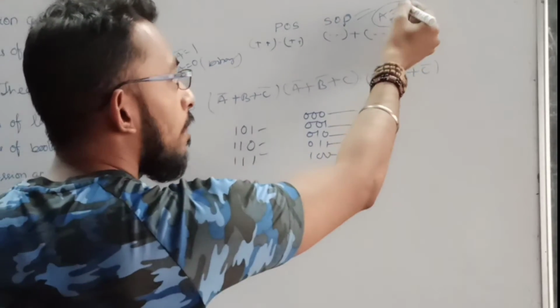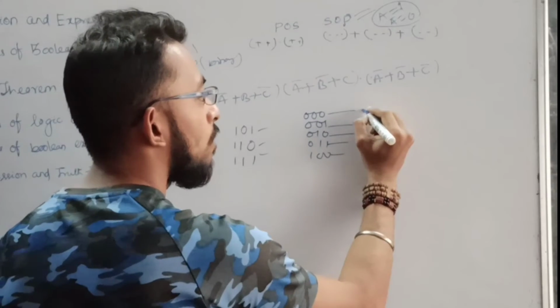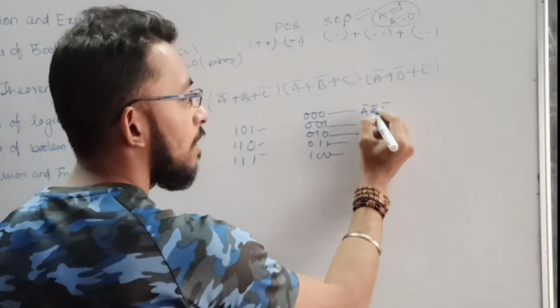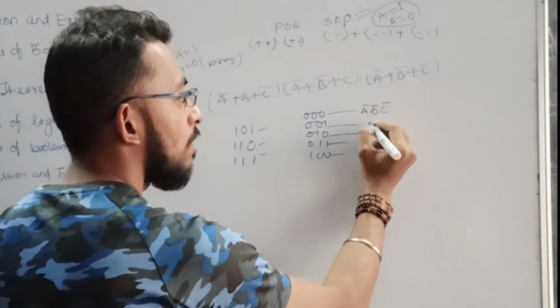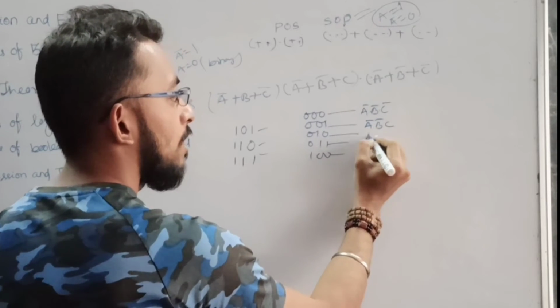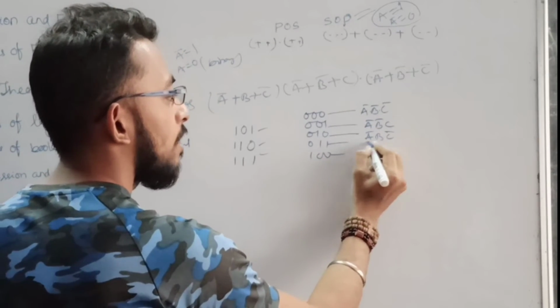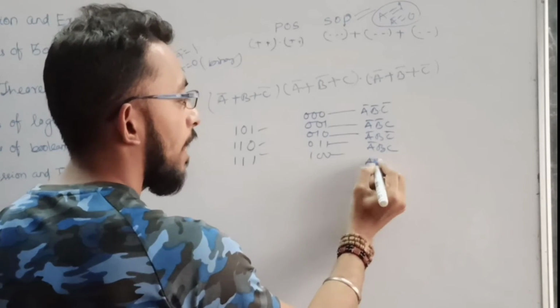So for SOP, how do I have to write? A equal to 1, A bar equal to 0. With SOP meaning product terms: A bar B C, A B bar C bar, A B bar C, A B C bar, and A B C.